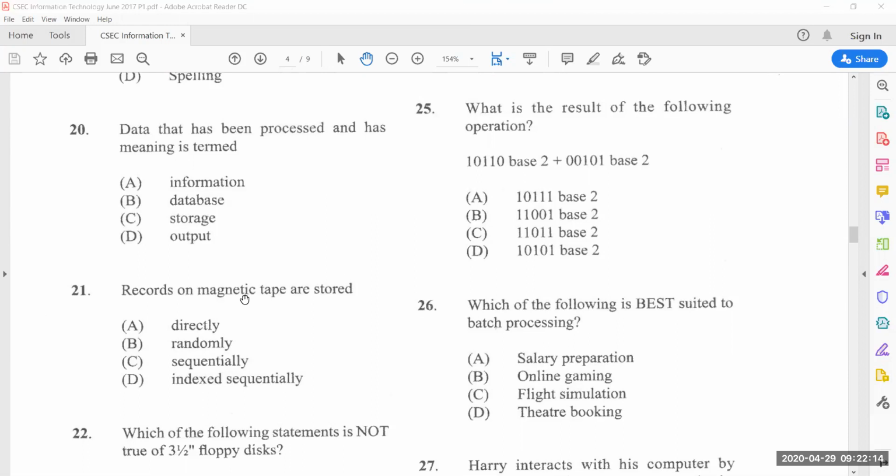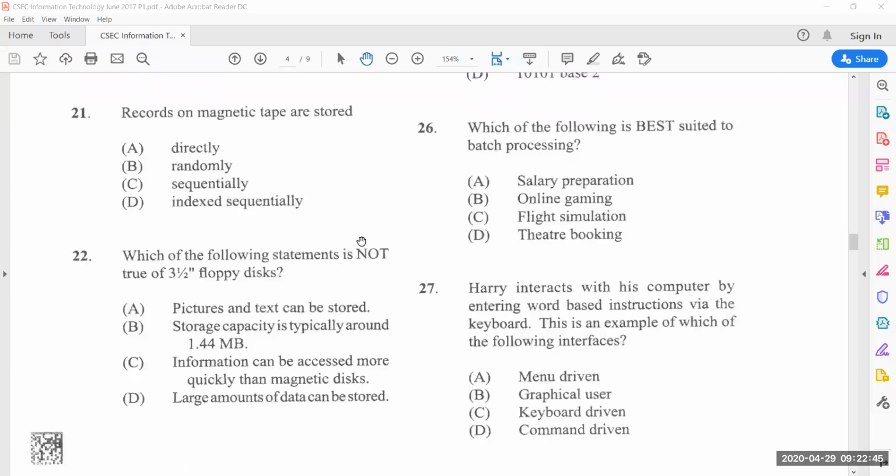Data that has been processed and has meaning is termed what? Information. Correct, yes, information. Processed data is information. Remember, data by itself generally doesn't have much meaning, but after it is processed, it is referred to as information. Okay, 21.